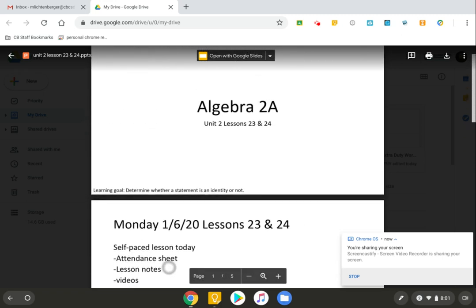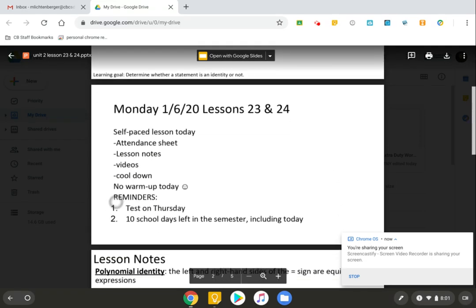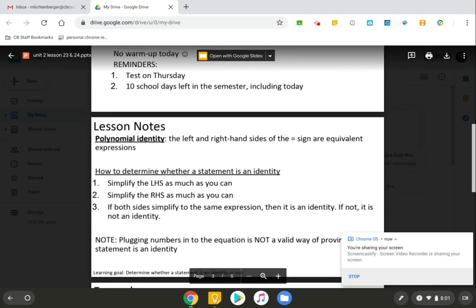All right, so for today's lesson 23 and 24, we are learning about what a polynomial identity is. A polynomial identity is simply an equation or a statement in which both the left-hand side and the right-hand side simplify to the exact same thing. In other words, they're equivalent expressions. If they are equivalent, then it's an identity. If they're not, then it's not an identity.